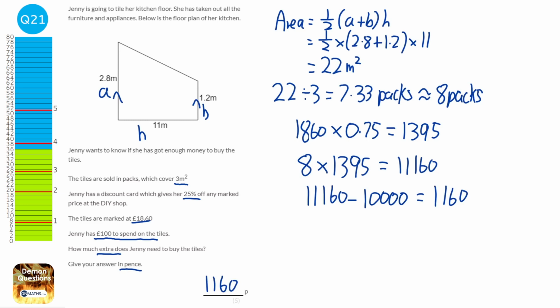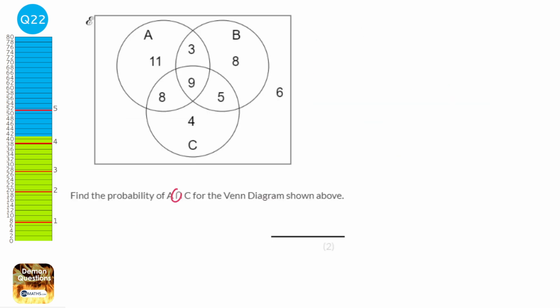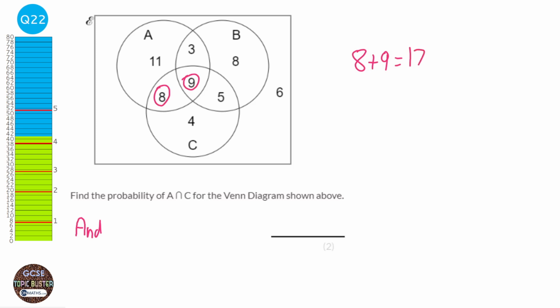1,160 pence from somewhere. So the symbol here basically means "and", and the way I remember it is if you draw that symbol and just put a line through it, you can make the word "and". So we're looking at the probability of getting something that is in A and C. So the only ones that are in A and C are this 8 and this 9 here. So we're going to just add the 8 and the 9 together, which gives us 17.